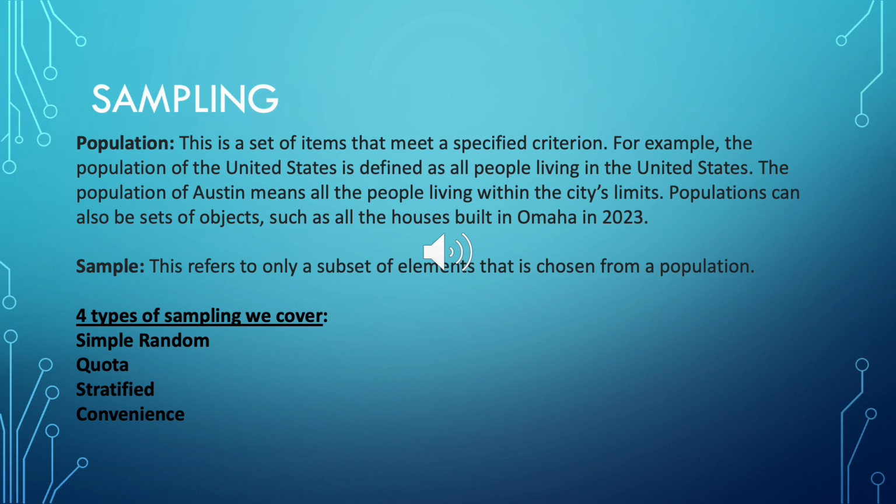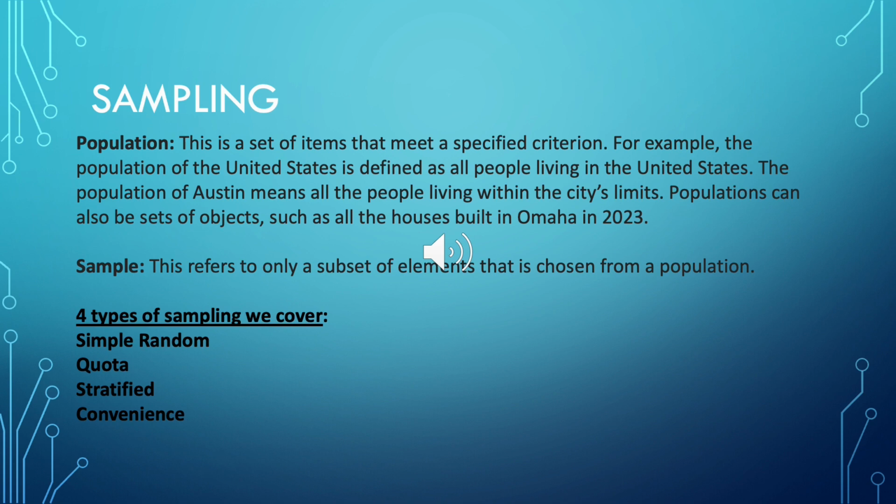Population data is the set of items that meet your specified criterion. For example, the population of the United States would be all the people living in the United States, whereas the population of Austin, Texas, means all the people living within the city limits. Populations could also be sets of objects, such as all the houses built in Omaha, Nebraska in 2023.